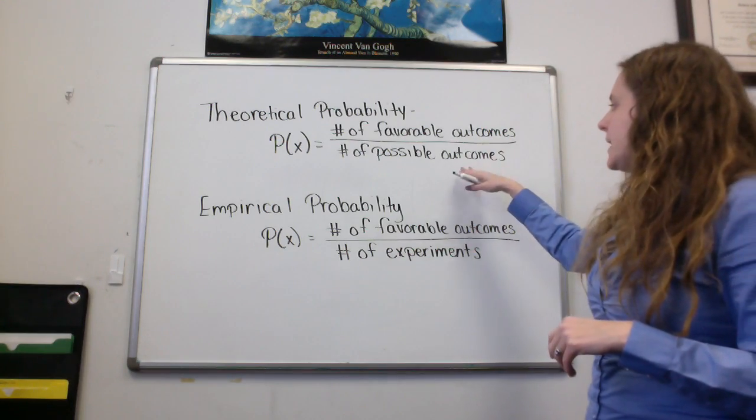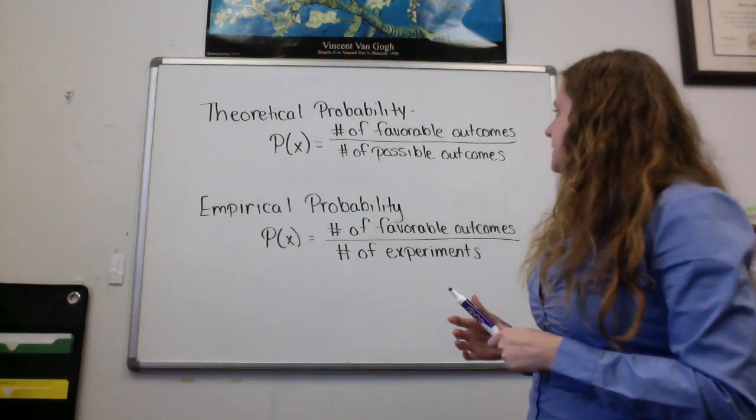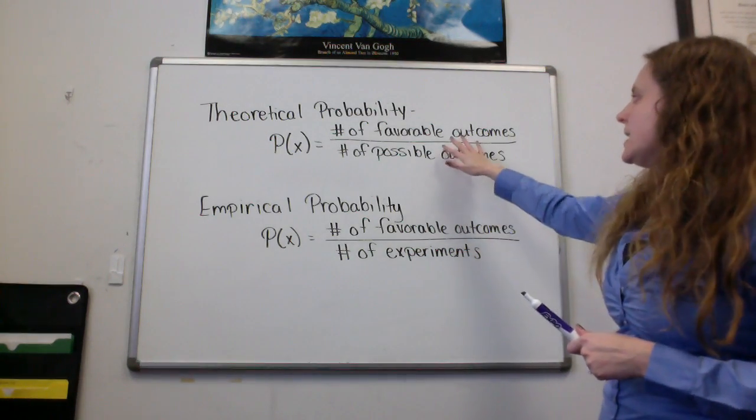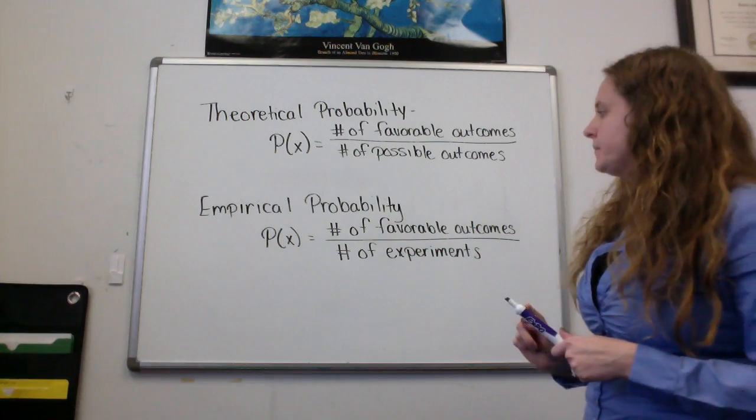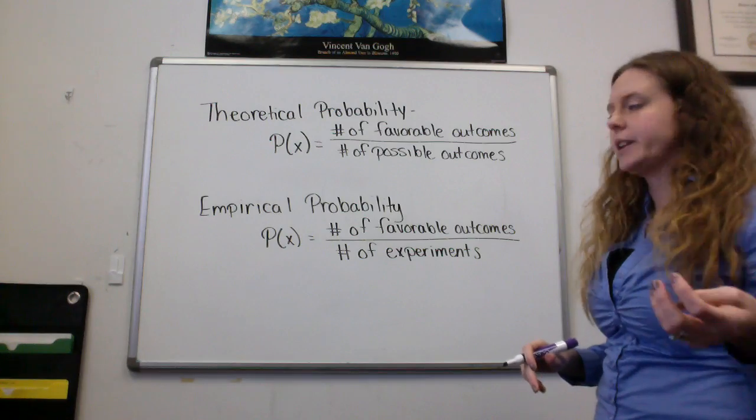And that's going to be divided by, in the denominator, the number of possible outcomes, or our sample space, the total number of elements in our sample space. And we would leave this as a fraction. This is what mathematicians do. We think about what's actually going to happen, or what should happen.